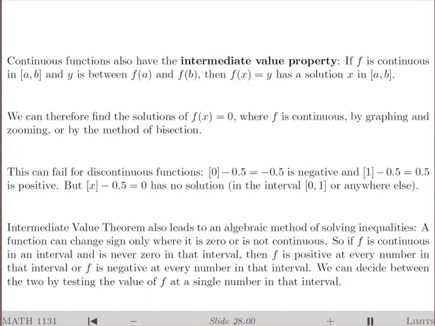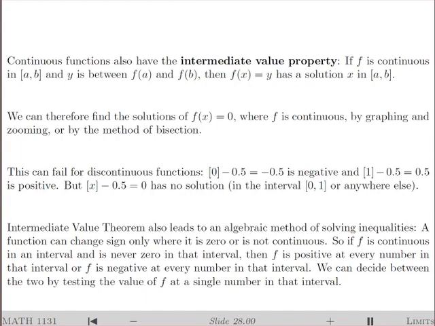So if you draw the graph of a function f of x, it's continuous, and you want to solve f of x equals 0, you can try to bracket that between two numbers where f has opposite sign values and try to shrink that. This is the method that calculator uses essentially to solve equations. Of course, this works only for continuous functions.